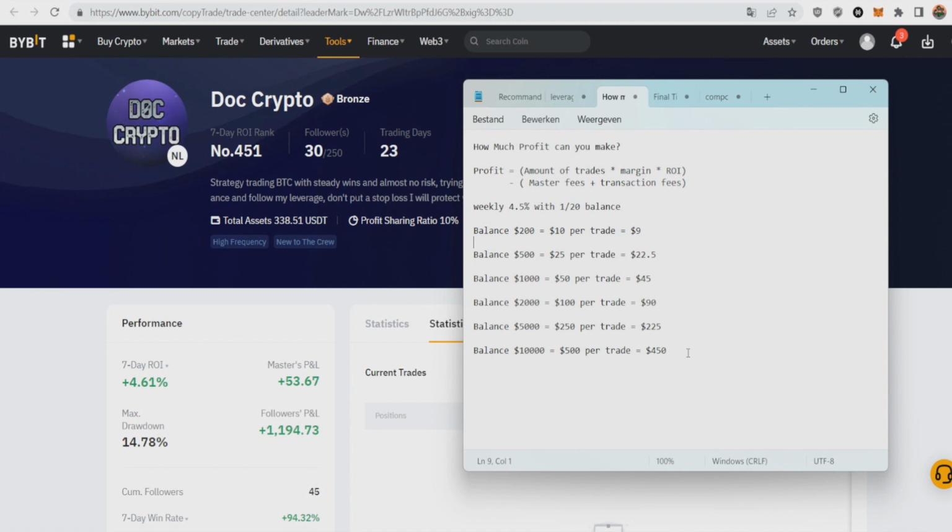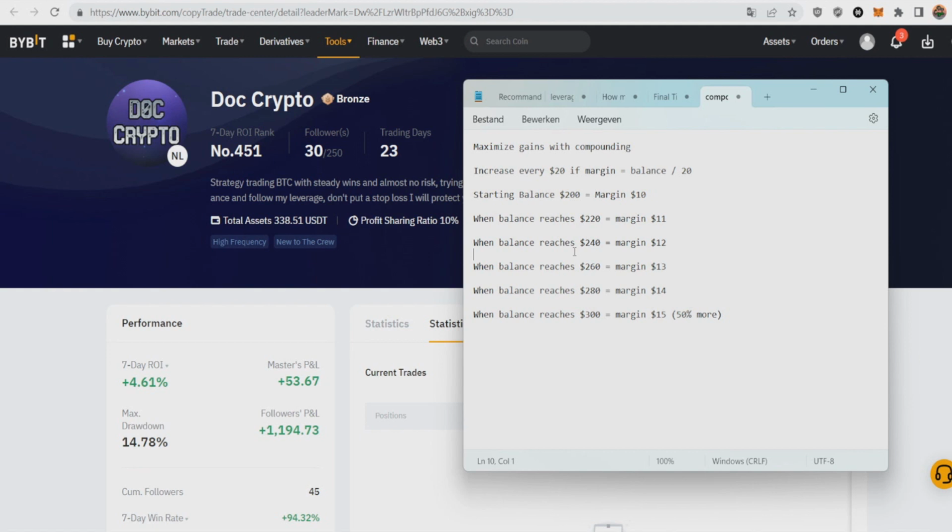So 4.5 is amazing. To make $300, you would actually need like a $7,000 investment. But you don't really have to start with that, because there's another way. That means compounding for optimization. So how does that really work? Like I said, guys, the margin should be the balance divided by 20.